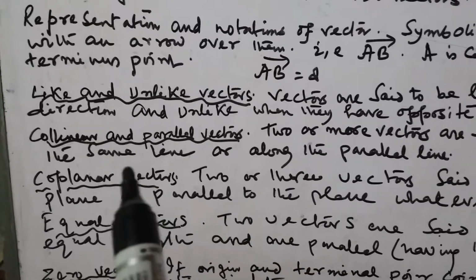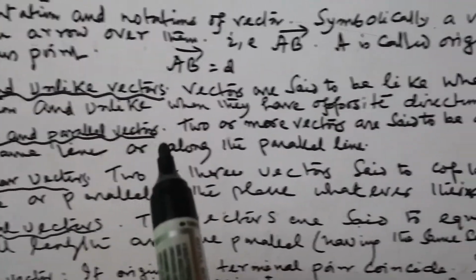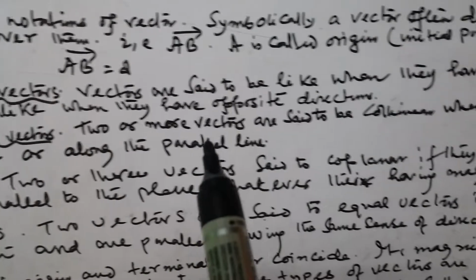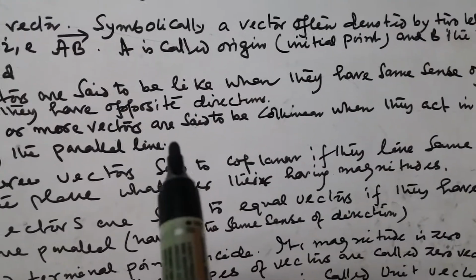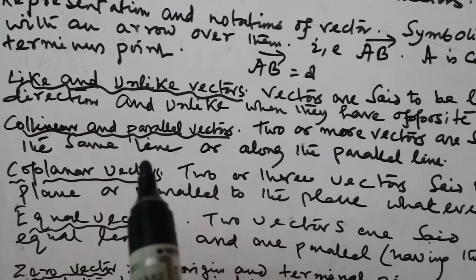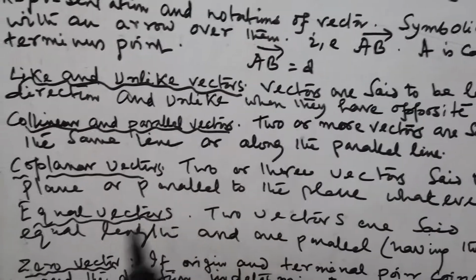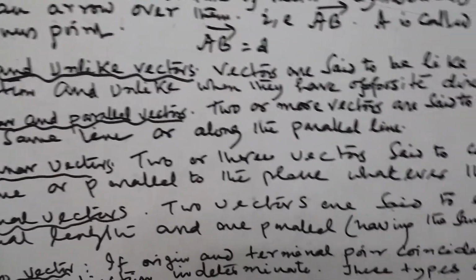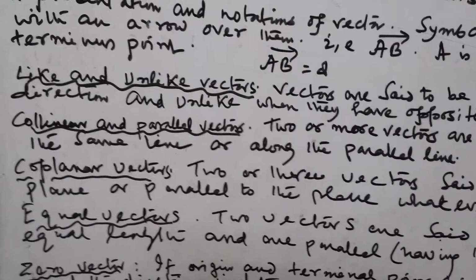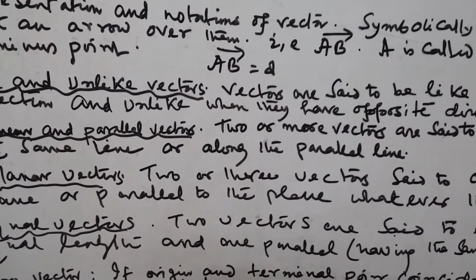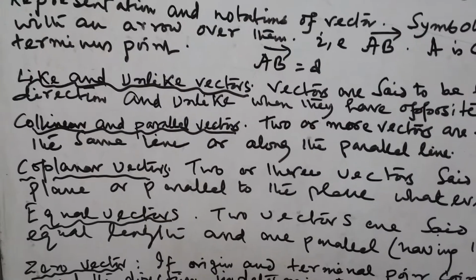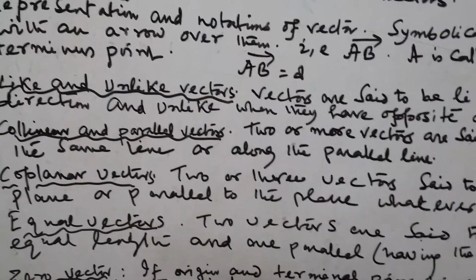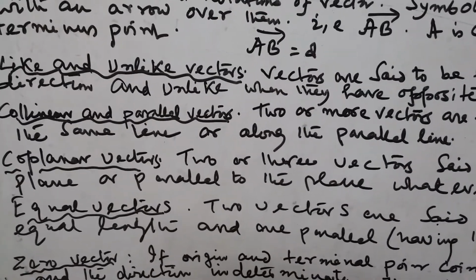Collinear or parallel vectors. Two vectors are said to be collinear when they act in the same line or parallel lines. When two or more vectors act in the same line or parallel line, they are collinear.